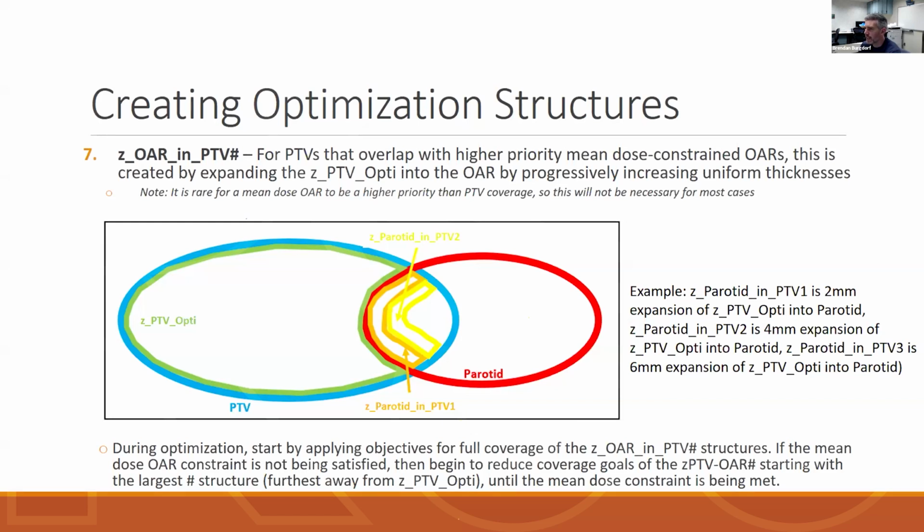It's pretty rare that you'll have an OAR with a higher priority mean dose constraint than PTV coverage, but it does happen in some situations. So it's an important concept to consider. We call this structure Z OAR in PTV number. What we do is expand the ZPTV Opti into the OAR by progressively increasing uniform thicknesses.